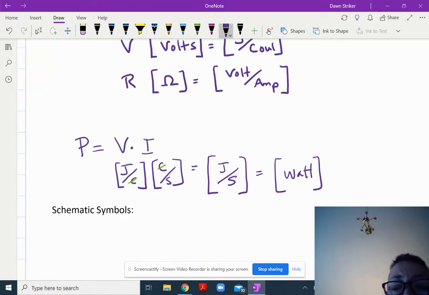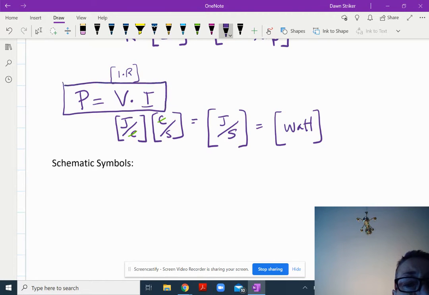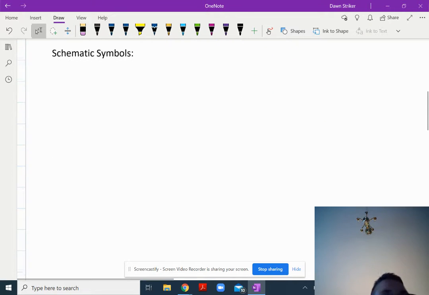And so we can figure out how much power a circuit draws by using the power formula, keeping in mind that I could write voltage here as I times R, right? Or I could write current as V divided by R if I wanted to. So there's a few different ways to write that power equation as well, and we'll see that in our examples. Okay, so that's what we're going to be working with.